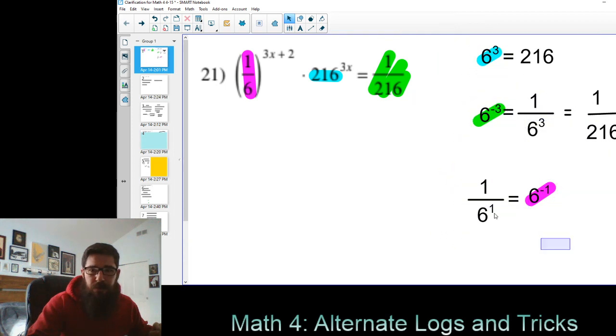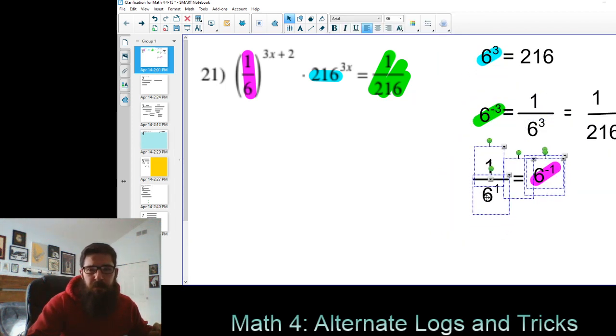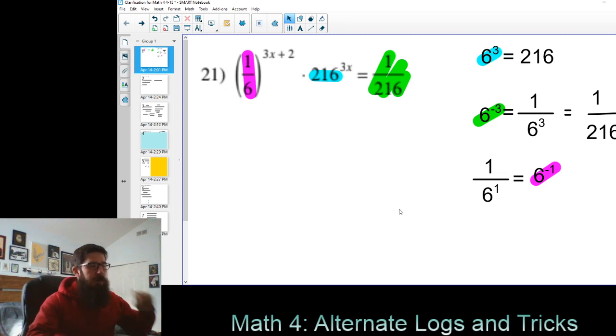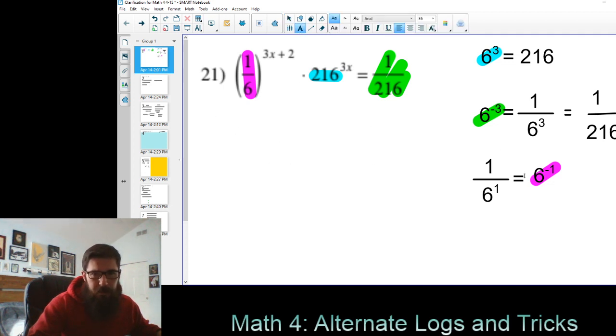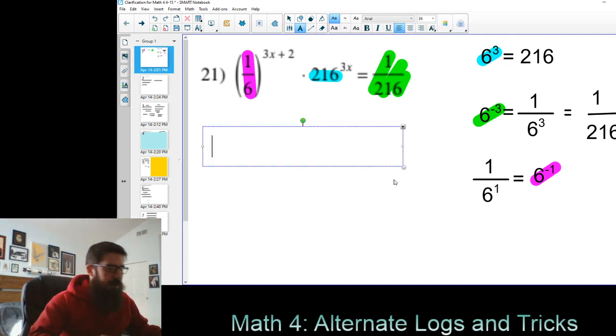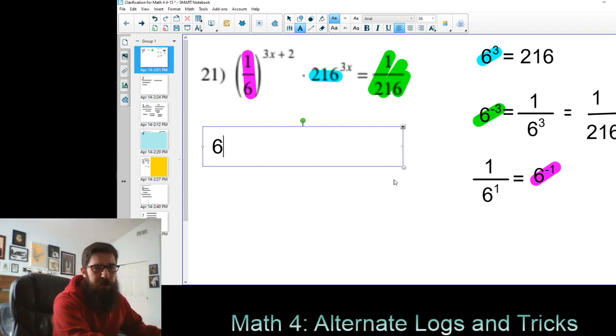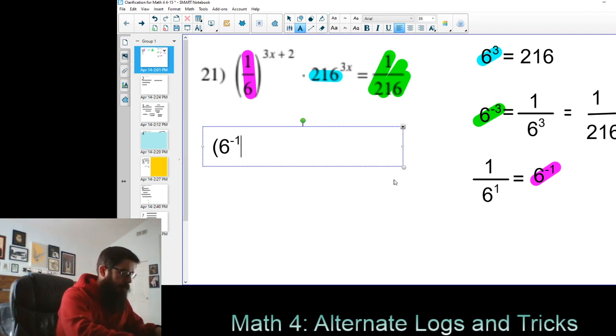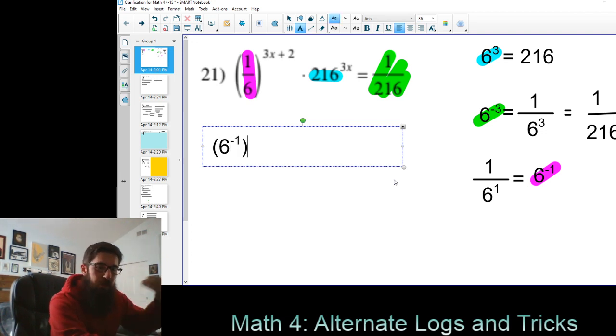And again, this is just the thought process. This is probably one of the trickier ones on there. If you get to that 21 through 24 problem set, you probably realize they get a little wild. I can now type this whole thing here, and I'm going to match up these colors. So it's going to look like this. Instead of 1 over 6, I'm going to write 6 to the negative 1st. And that was raised still to the 3x plus 2. So all I'm doing is changing the way that those numbers are written.